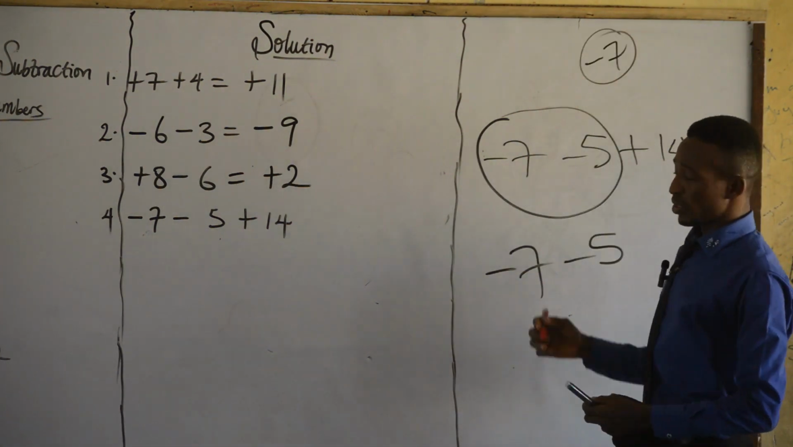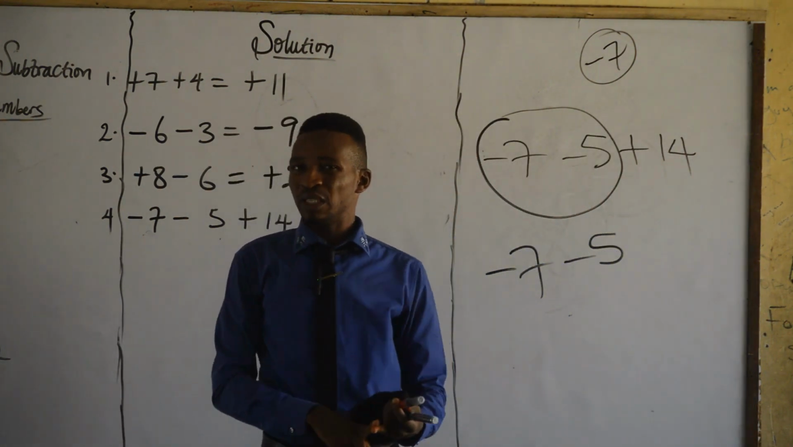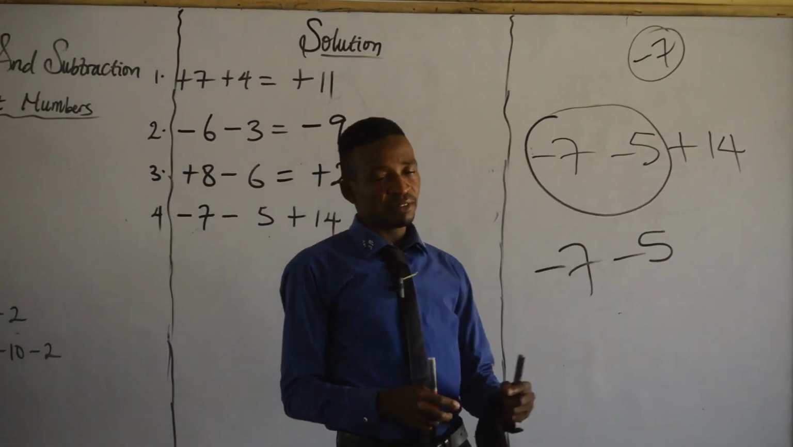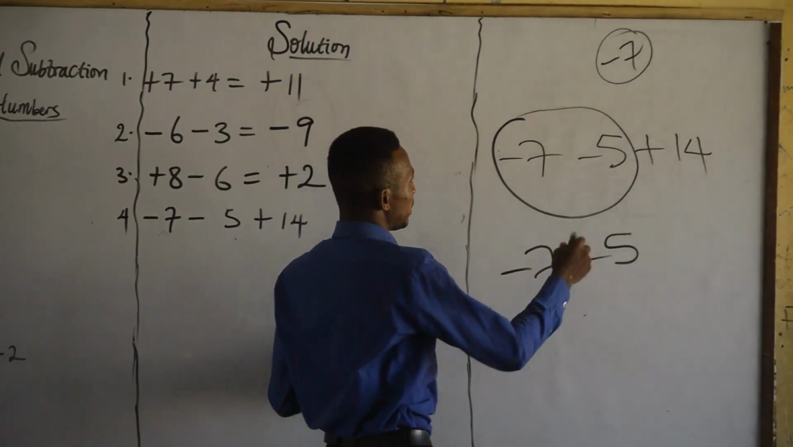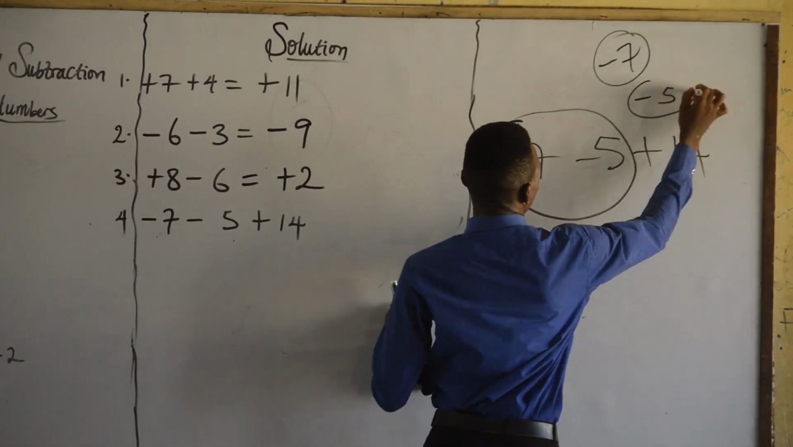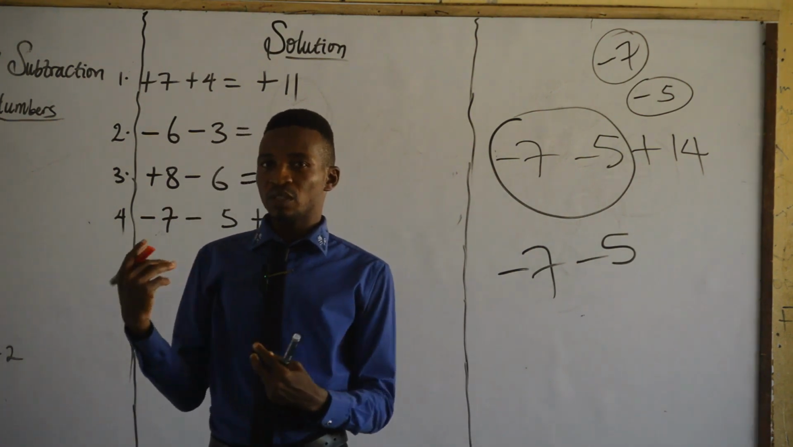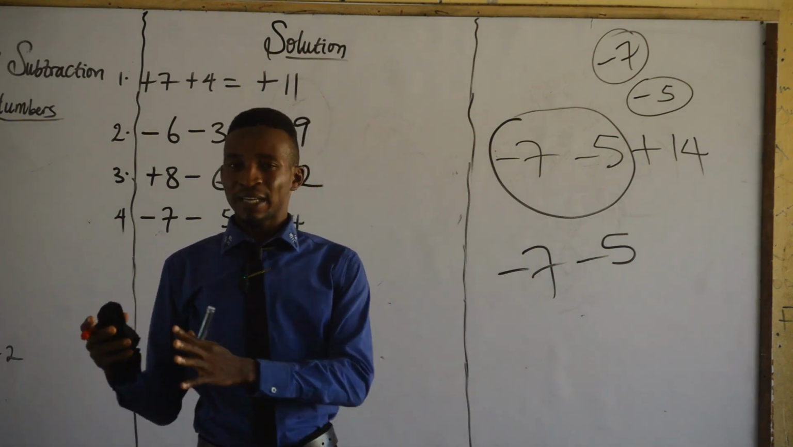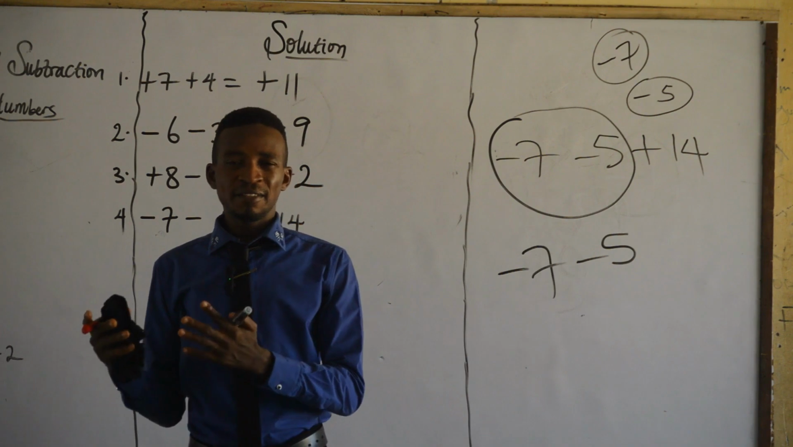-7, what does -7 mean? If you remember the meaning, minus means you are owing. 7, an amount of money in naira. So that means -7 means I am owing somebody 7 naira. Now take the next one, which is -5. Try to ask yourself, what does -5 mean? Minus means I am owing, then 5, an amount of money in naira. -5 means I am owing somebody 5 naira.